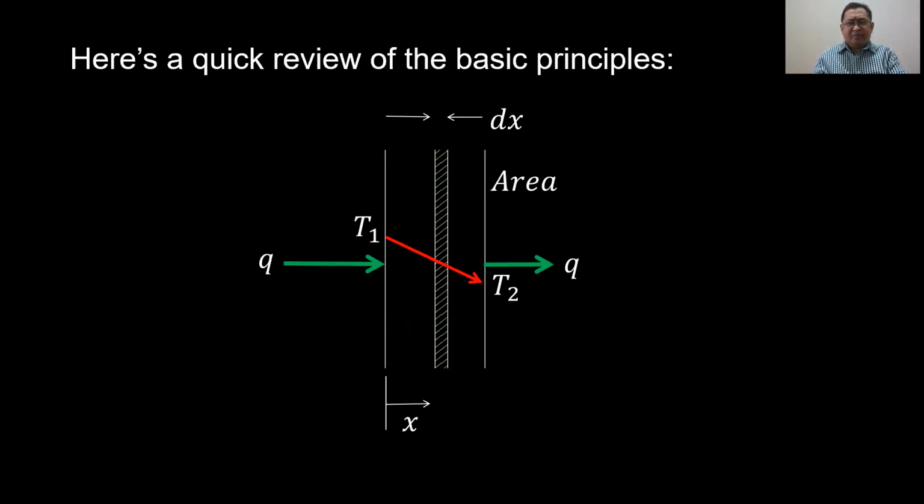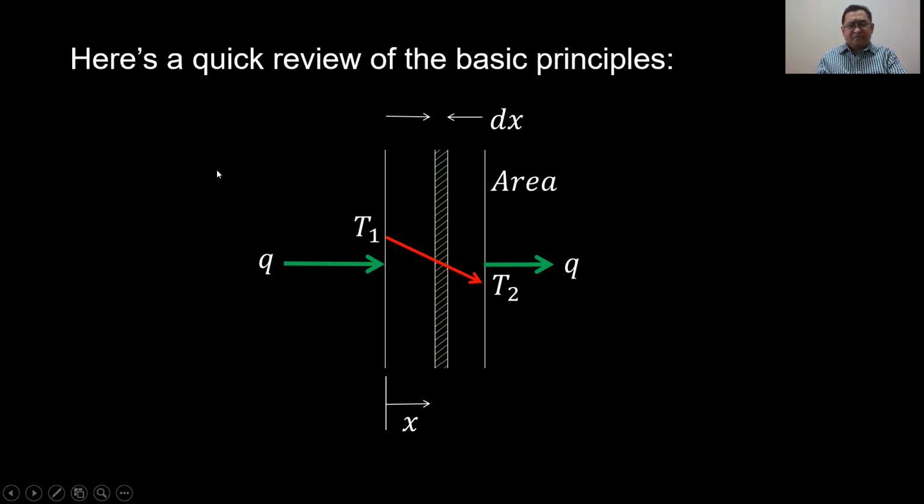So let's have a quick review of the basic principles. For instance, we have a wall here with a thickness of X, and the temperature on the inside during winter time is T sub 1, and the temperature of the wall on the outside will be T sub 2. Note that T sub 1 is greater than T sub 2. Hence, heat flows from the inside of the building to the outside. The temperature difference here will be T sub 1 minus T sub 2, and dx will be the differential thickness of the wall.